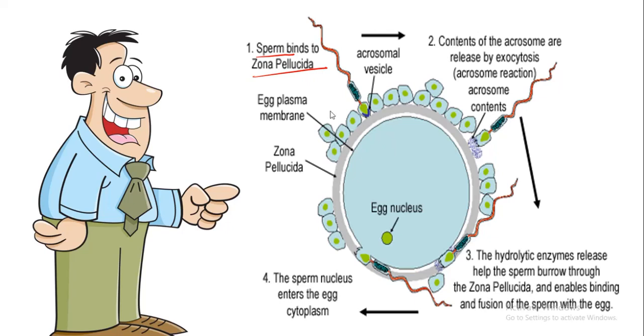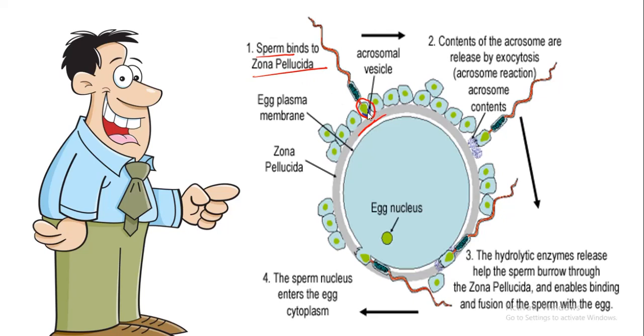At this point, the sperm has already penetrated the corona radiata, where the process of capacitation took place. So the first stage is penetration of the zona pellucida. Here you find that the sperm is going to bind to the zona pellucida. So this is the zona pellucida. The sperm will bind to the zona pellucida so that the reaction can take place.